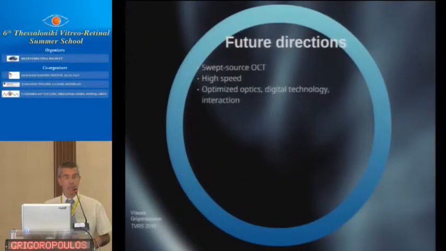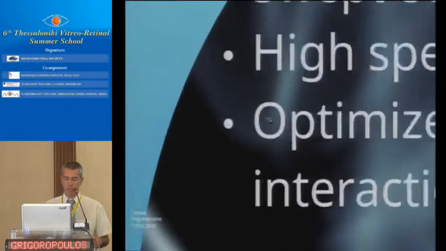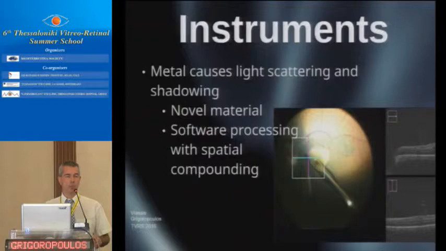So that's what's happening today. What will be happening in the future? In the future, we'll see more use of the swept source OCT and of high-speed OCT for intraoperative OCT. We expect to have optimized optics, improvement in digital technology, and improvement in the interaction between the surgeon and the OCT and the ocular tissues. We expect to have to solve the problem with the instruments.